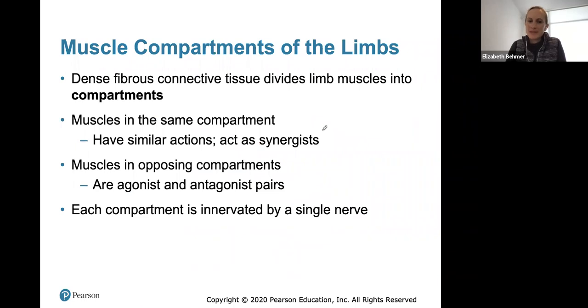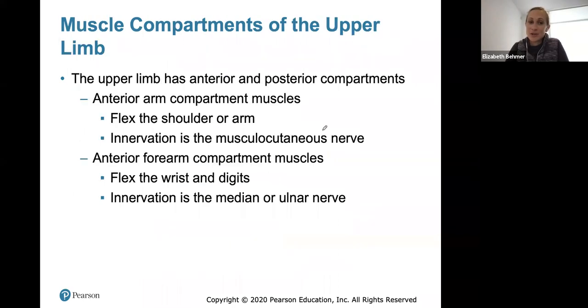The dense fibrous connective tissue will divide the limb muscles into compartments. Muscles in the same compartment have similar actions, and they act as synergists to help each other do the same muscle action. Muscles in opposing compartments will act as an agonist and antagonist pair, so they'll have opposite actions, and each compartment is innervated by a single nerve.